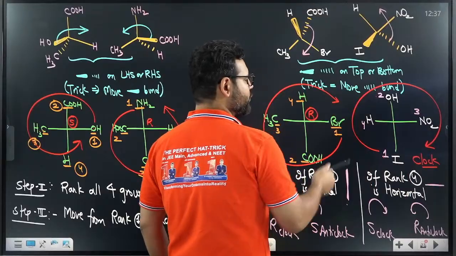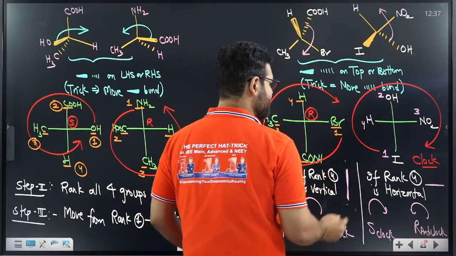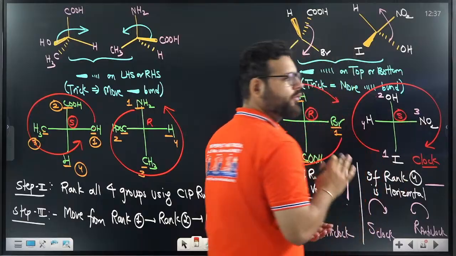And where is the fourth group? It is horizontal. So clockwise will become S. So yes, very good. Clap for yourself. You have got it correct.